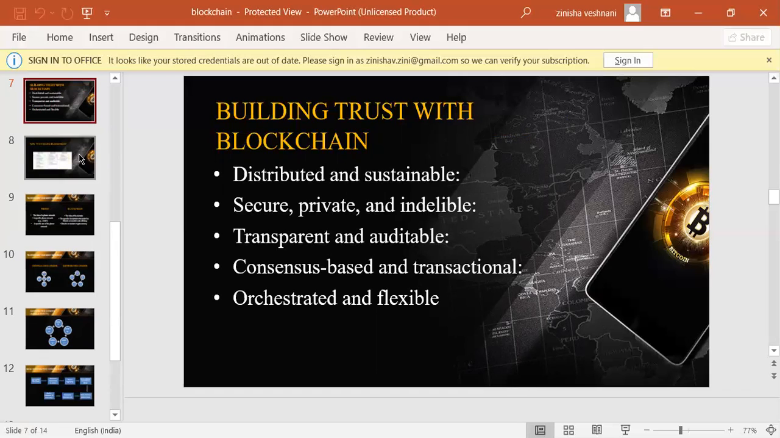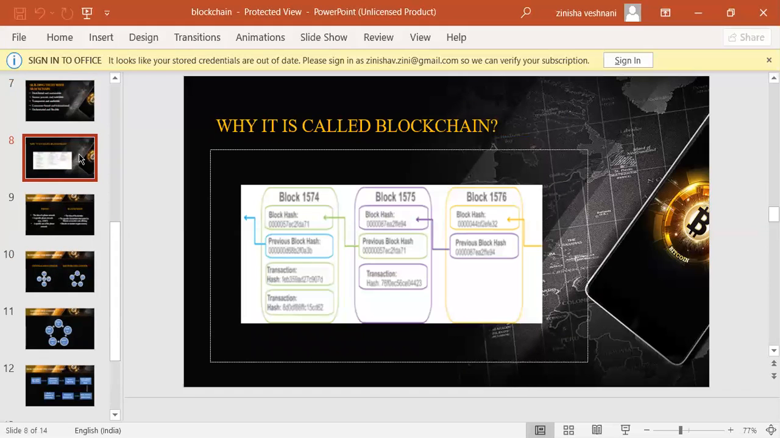Moving further, why is it called blockchain? As we can see, every time we use blockchain, we create a block. But why do we call it a chain? We created a block, but how does it make a chain? Let us discuss in this slide.